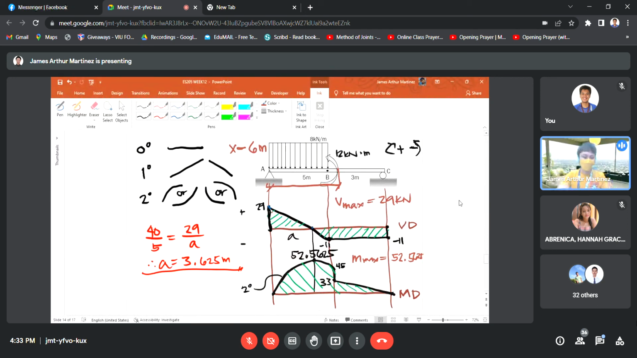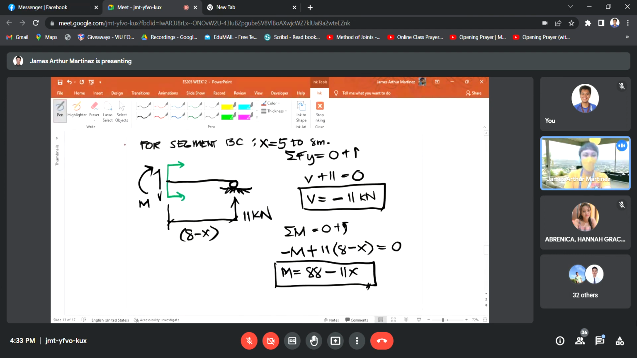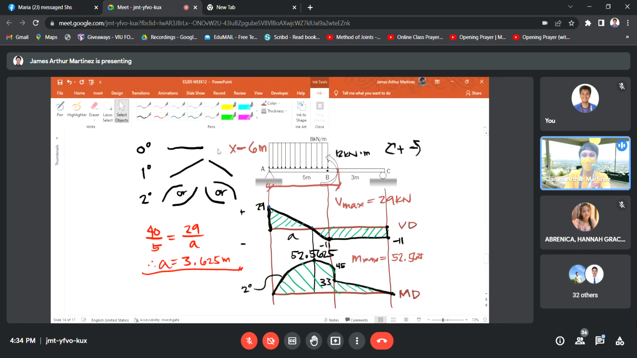Anyway, for this question class, if you are asked at a 6 meter distance from point A, of course, you will be using the equation for segment BC. That is because the 6 meters is already counted within segment BC.